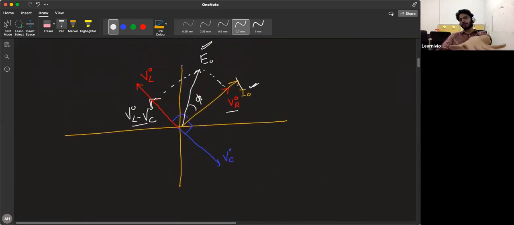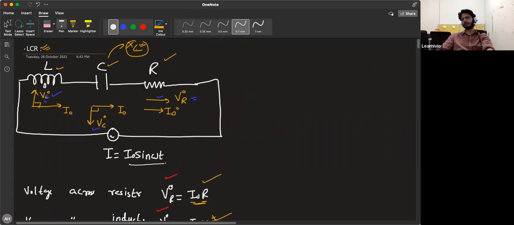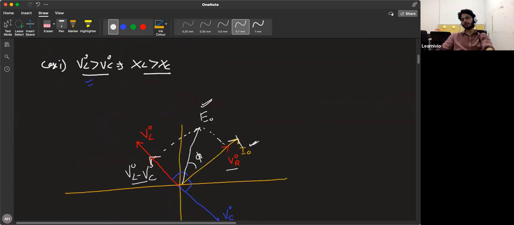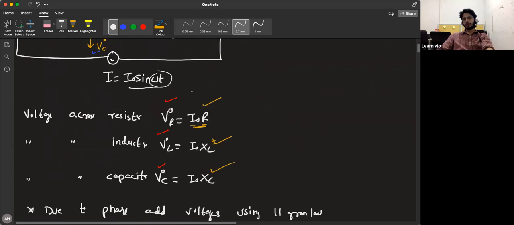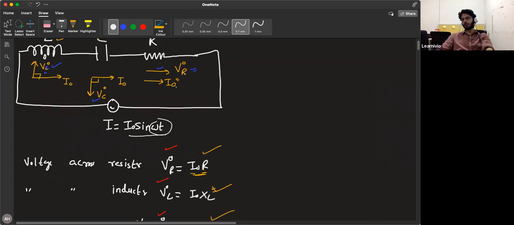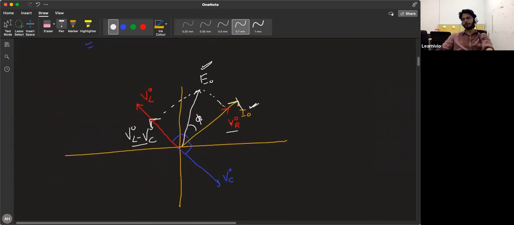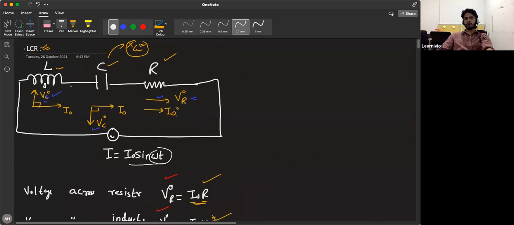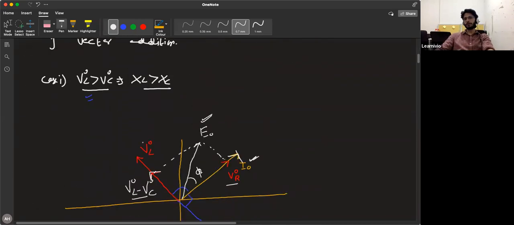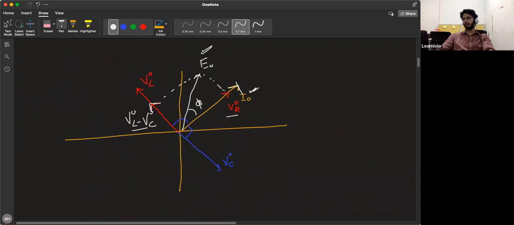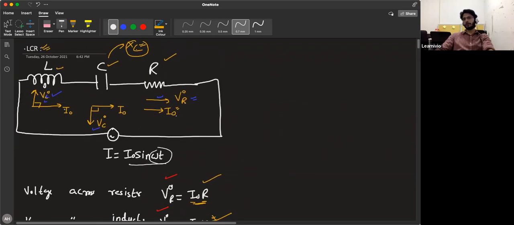Okay, Umar is asking how I get this diagram. See, Umar, this is a phasor diagram. So I first take current. The equation of current that I took in the first part of the derivation is I naught sine omega t. So the phase is omega t. Then if you look here, current and voltage across the resistor are in the same phase. So in the same phase I took V naught R. Voltage across the capacitor lags current by a phase difference of pi by 2. So I take this one, V naught C. Then I take this V naught L, which leads current by pi by 2.